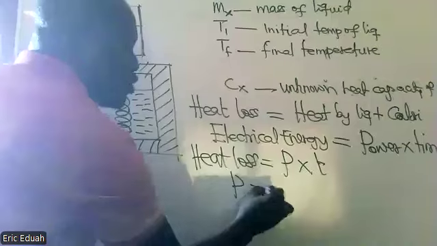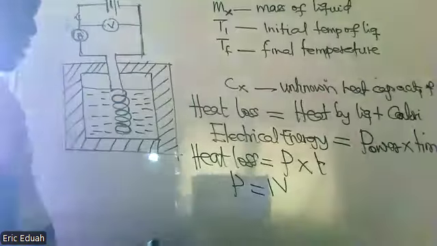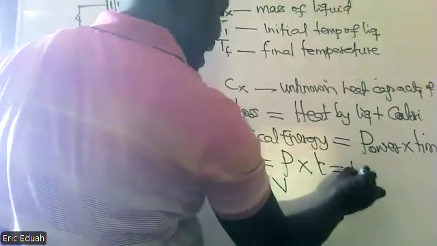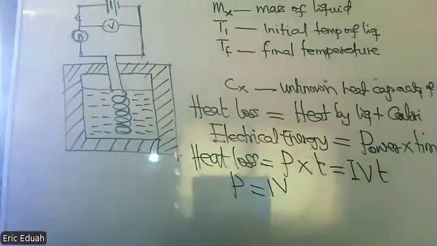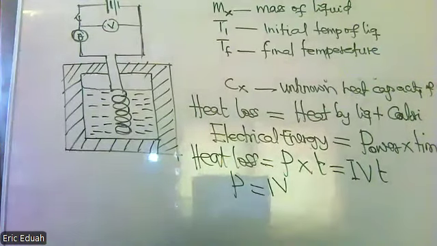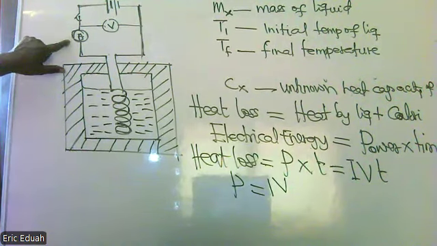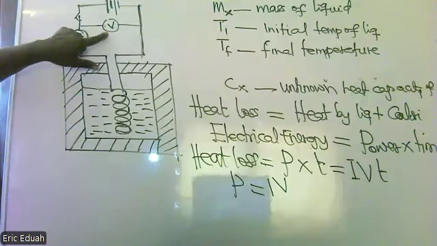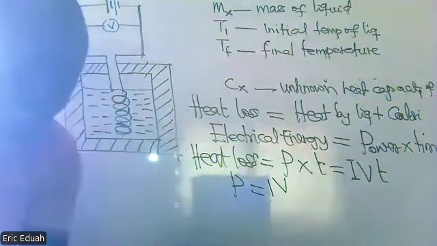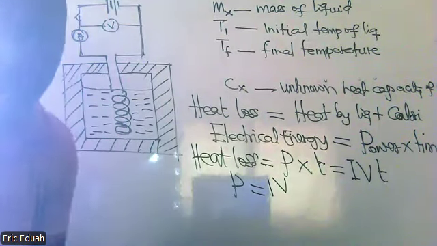Now power is also equal to current times voltage. So we can break this down to I V T to be the heat loss. And this is the reason why the circuit has an ammeter to read current. The circuit has a voltmeter. Voltmeter reads voltage drop or potential difference. As for the timing, we decide when to start heating and when to stop it. So it can always be determined.